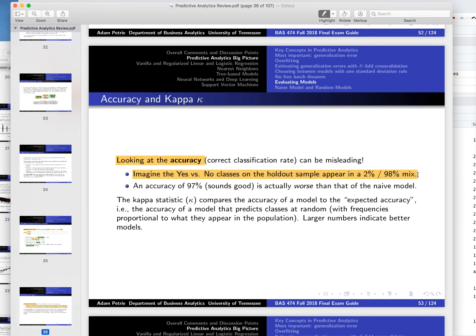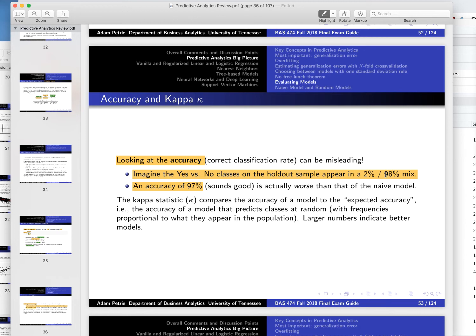So let's imagine that 98% of the individuals are members of the no class, only 2% are members of the yes class. Well, if you fit a model and you get an accuracy of 97%, on the surface that sounds like cause for a celebration. 98% is pretty darn good, but actually that's worse than the naive model. The naive model that just says, nope, everyone's a member of the no class would achieve 98% accuracy.